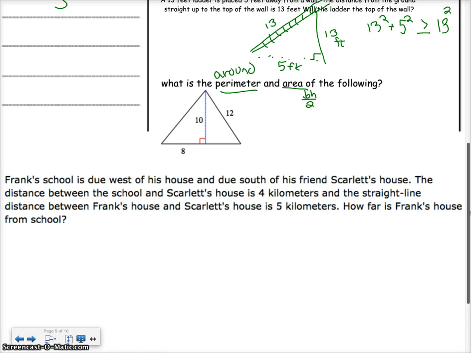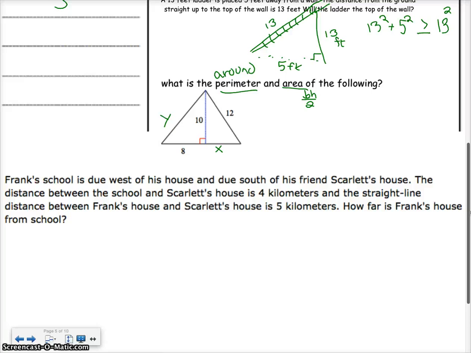So I'm missing some dimensions, and I'm just going to label them. I'll let this be x. I'll let this be y. I need both of them. I have to have y in order to find perimeter, because I have to add around. I have to find x to find the perimeter, as well as to use it for the area. You know, it's base times height. So this one's kind of a multi-step situation.